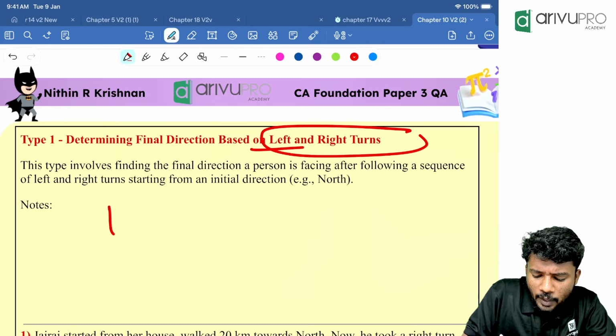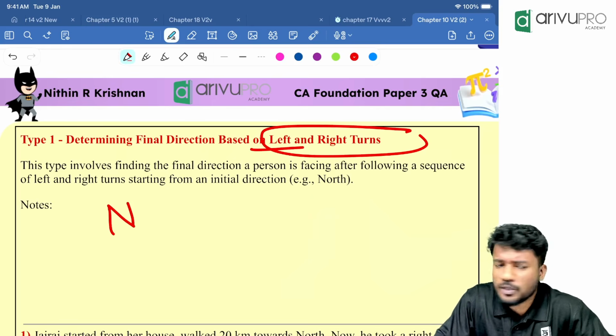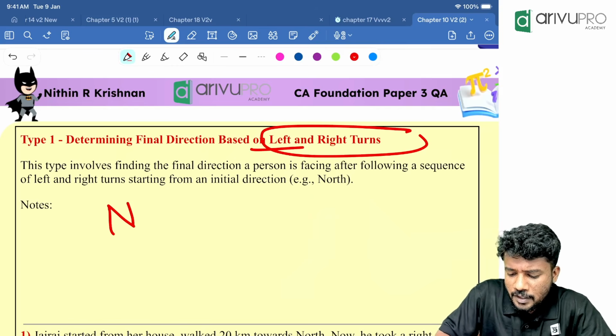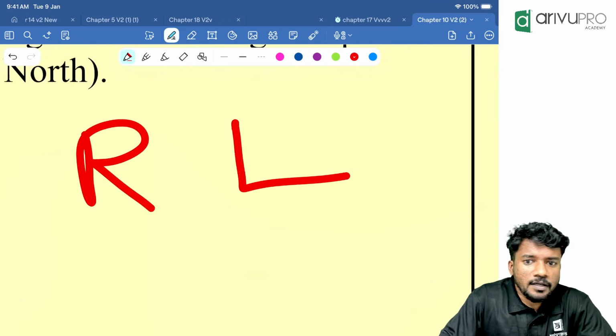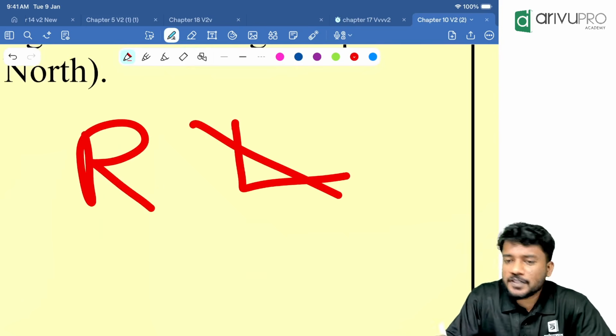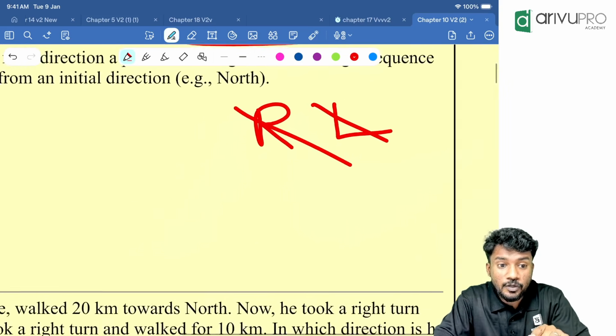Now, you have the north direction, correct? Randomly, they are telling that a person is looking towards or walking towards north. Then right and left will be there. What is the opposite of right? Left. Opposite of right is left. So, left and right will cancel each other. I'll show you how that works with an example.